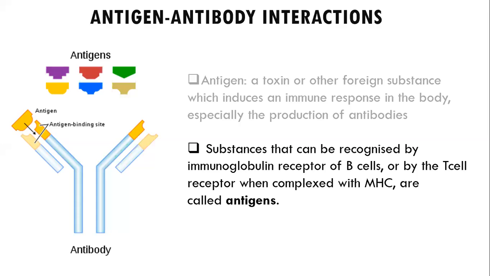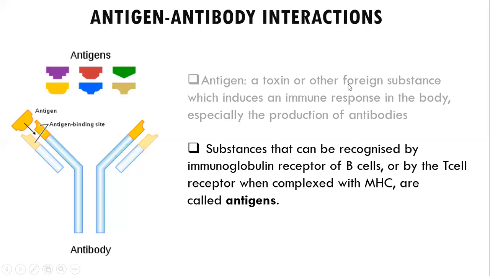Thus, by summarizing the previous two slides, we can redefine the antigen-antibody interaction with one more definition. Antigens are substances that can be recognized by immunoglobulin receptors of B cells, or by the T cell receptor when complexed with MHC, and these are also called antigens. So you are not talking now only in terms of an antigen inducing an antibody response in this direction.